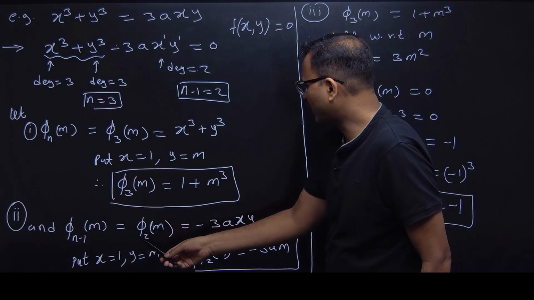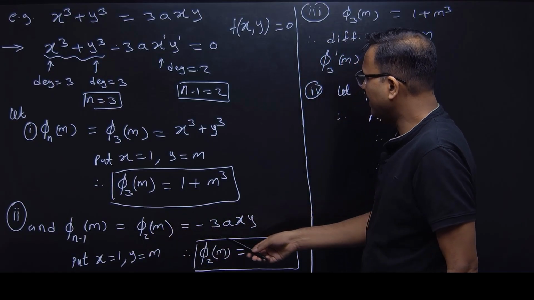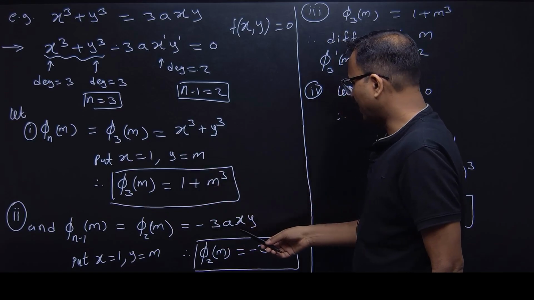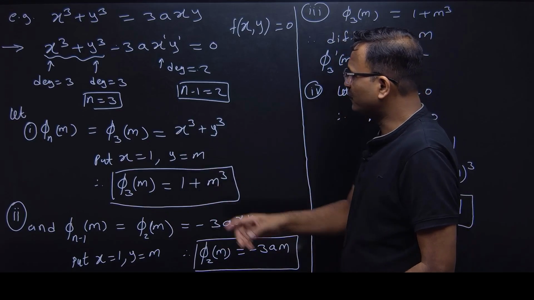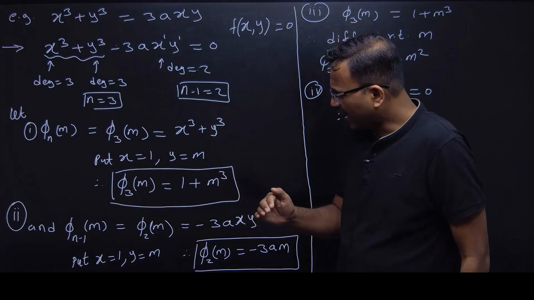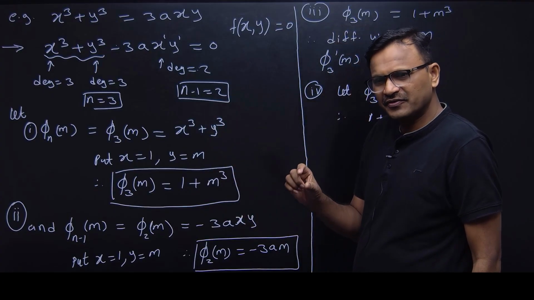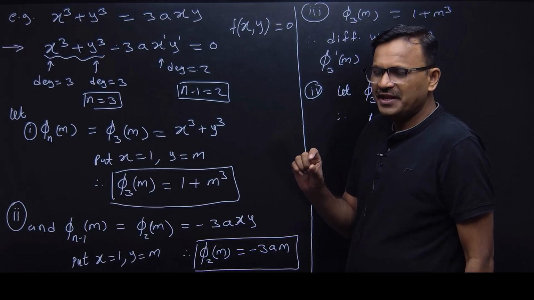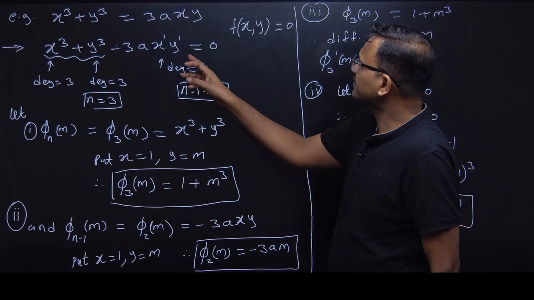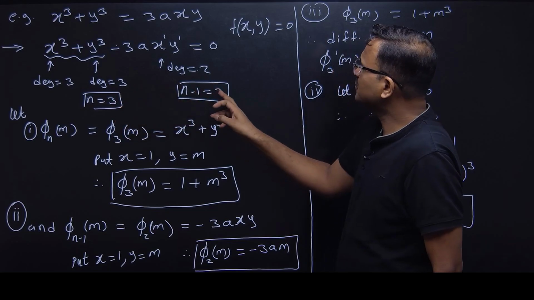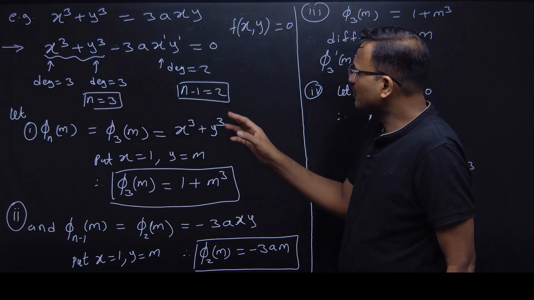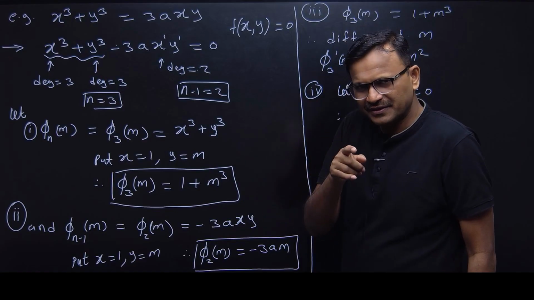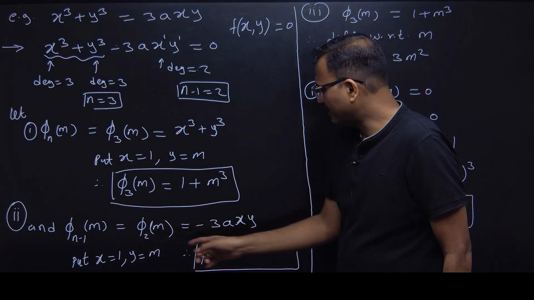We label it as phi 2m, which is minus 3axy. We take it along with this sign, minus 3axy. See, phi 3m was the highest degree term, and phi n minus 1 is the term with degree n minus 1. So here n is 3, n minus 1, notice, is 2. Suppose there is no term with degree 2, then we'll take phi 2m as 0 directly.